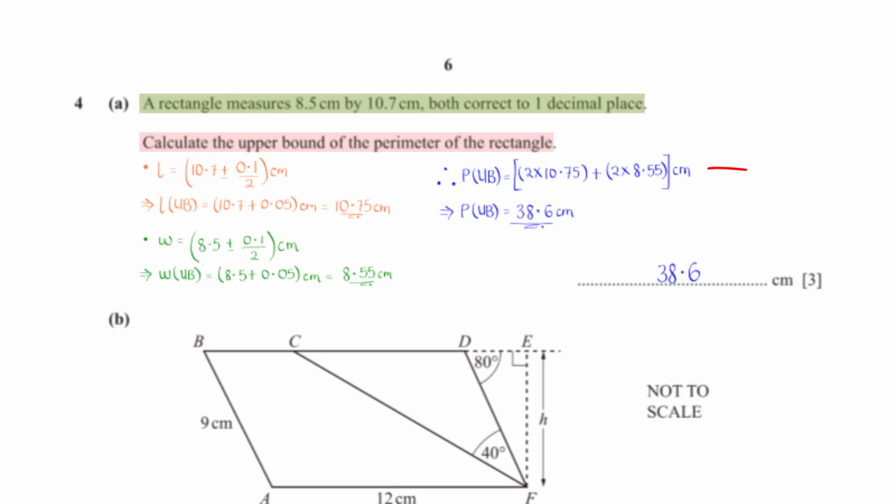So now, the upper bound of the perimeter of the rectangle is 2 times the upper bound of the length, which is 10.75, plus 2 times the upper bound of the width, which is 8.55 centimeters. This gives us 38.6 centimeters.